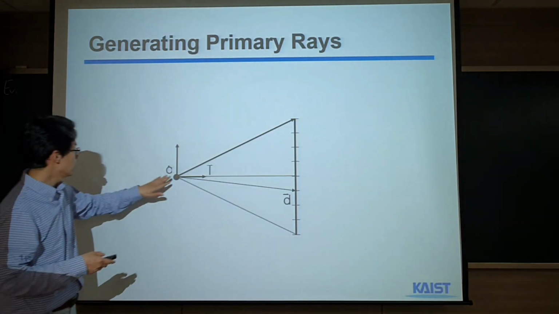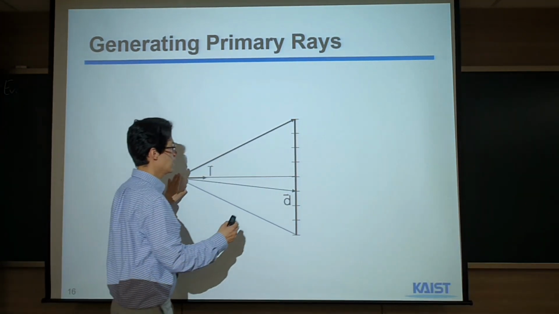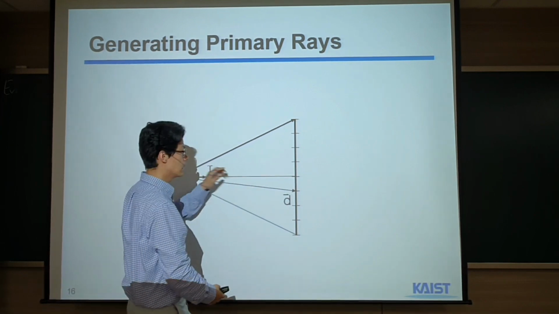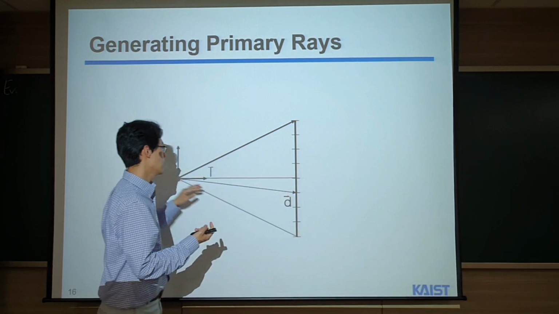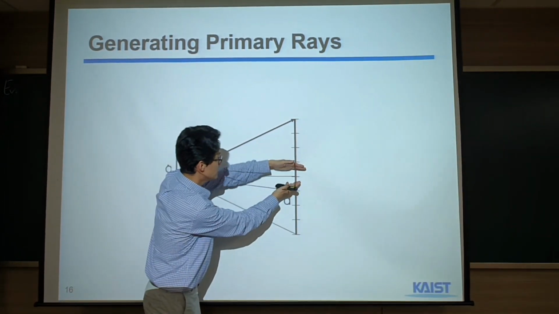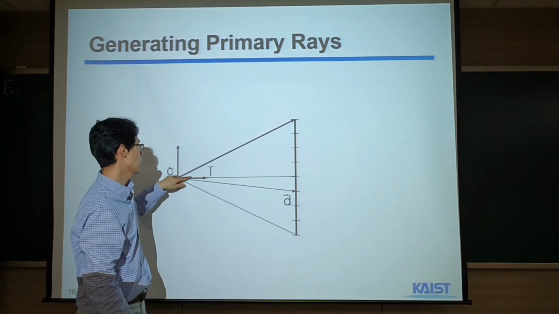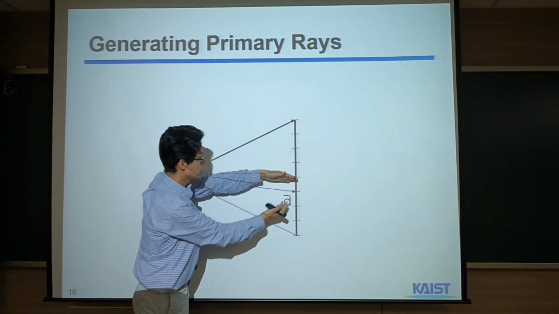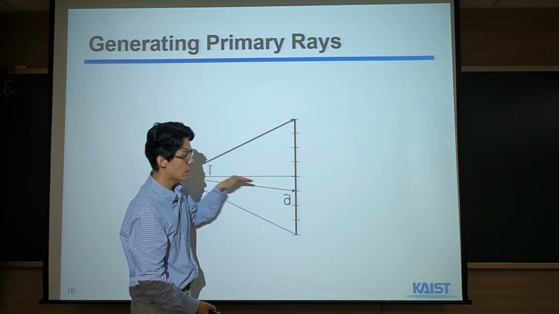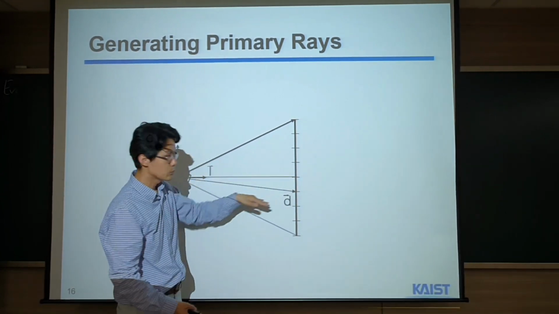So again, this is our eye. Let's say this indicates our image space, and this indicates the center of each pixel. For this one pixel here, we generate a ray that passes through the center of this pixel, and there will be another pixel, and we also generate another primary ray passing through the center of that one. We keep doing that.